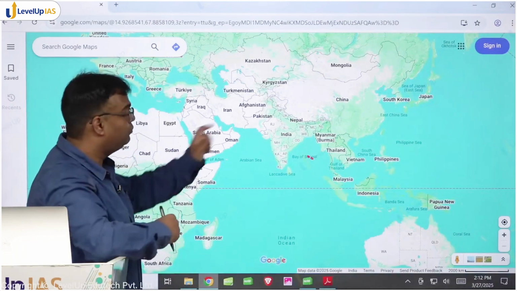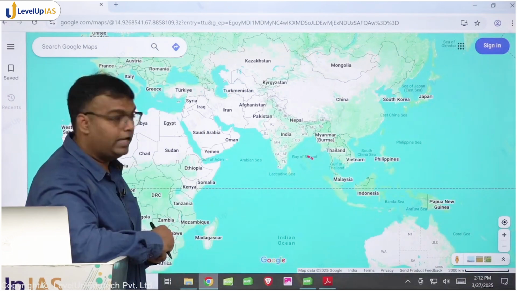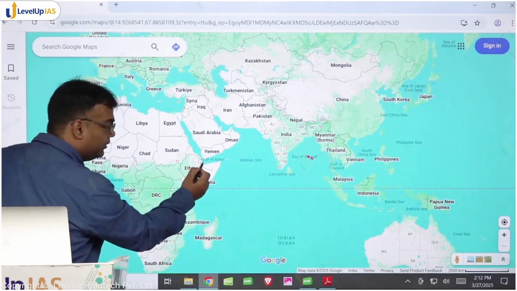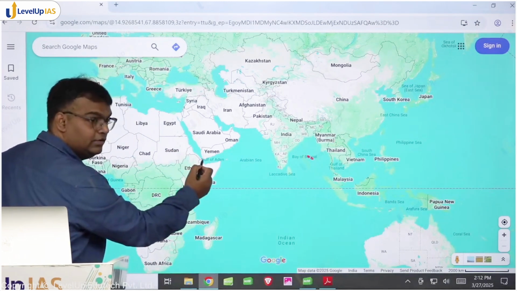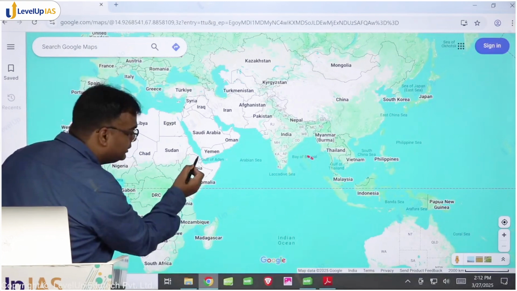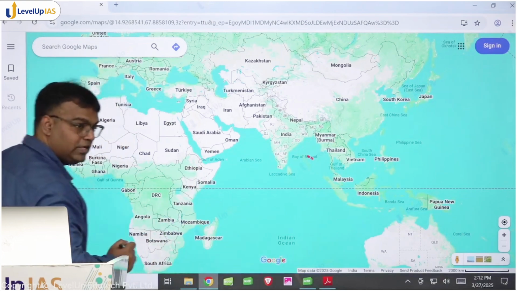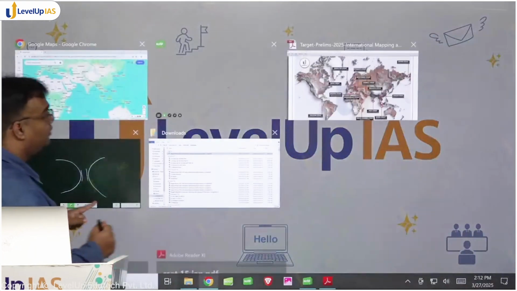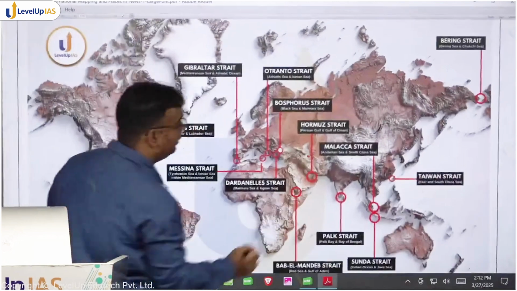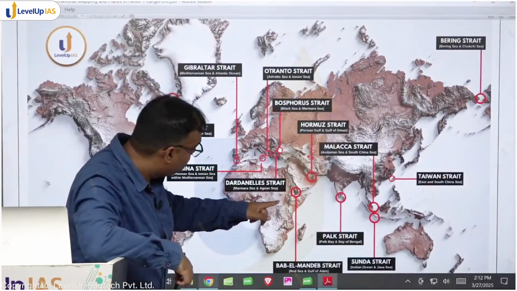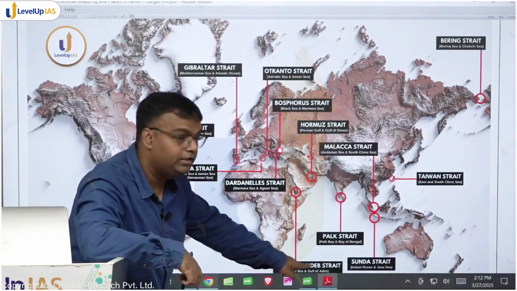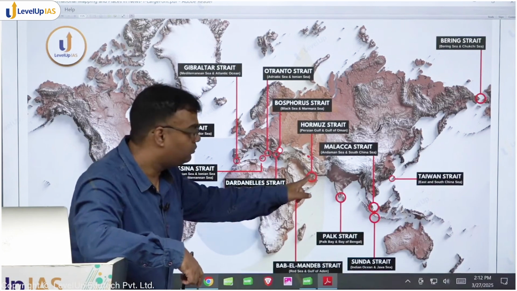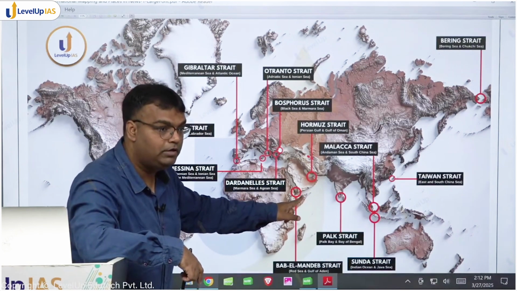Hormuz, Strait of Hormuz, a very important strait. Similarly, if you come here, we have Red Sea, we have Gulf of Aden, and in between there is a very narrow water body which is connecting Gulf Sea and Red Sea and Gulf of Aden, that is Bab-el-Mandeb Strait. So this was Strait of Hormuz, this was Bab-el-Mandeb Strait.